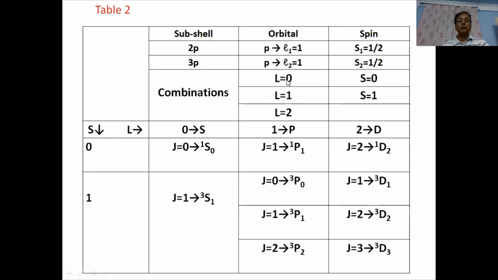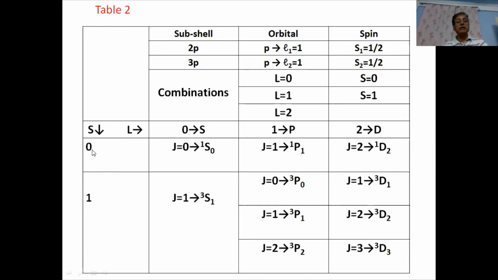So L is equal to 0 will give S term, L is equal to 1 will give P term, and L is equal to 2 will give D term. So here we have made the combination like this. S is in the column, 0 and 1, and L is in the row, that is 0, 1, and 2. Now L is equal to 0 means capital S term, L is equal to 1 capital P, and L is equal to 2 capital D.